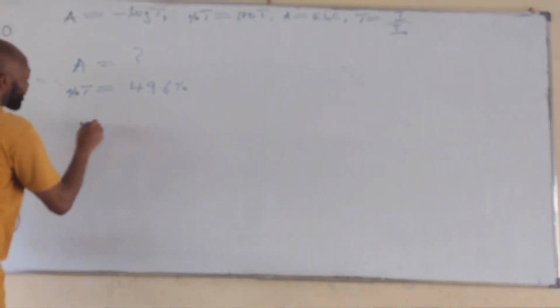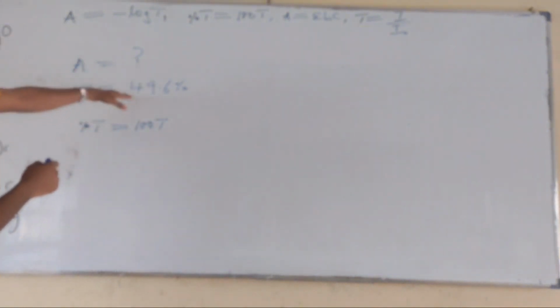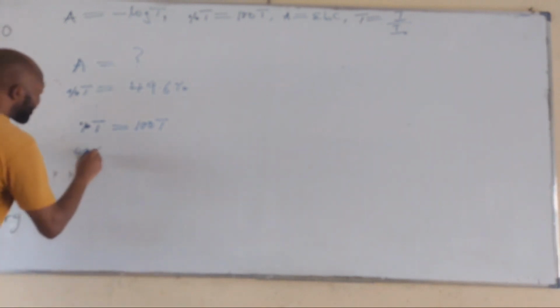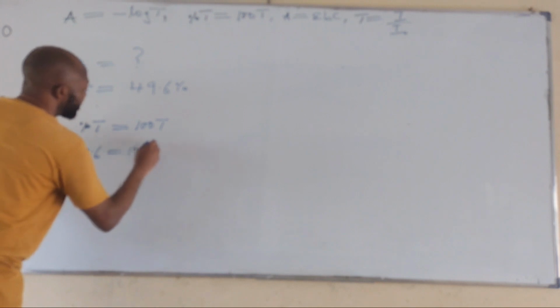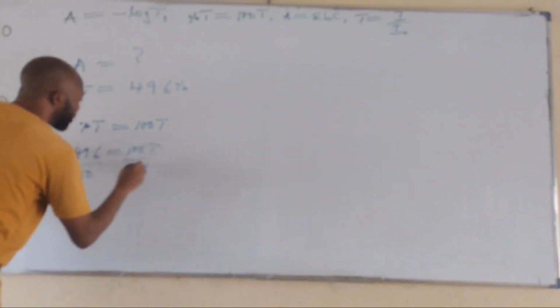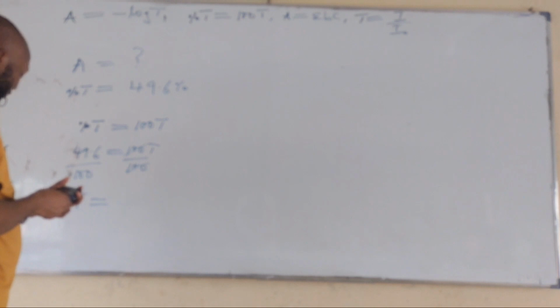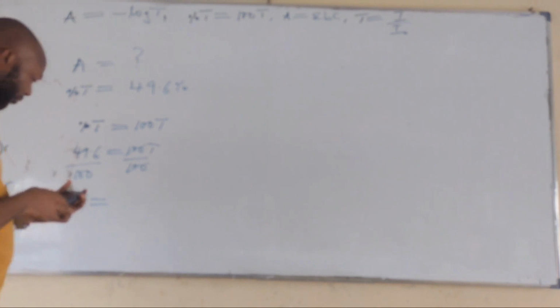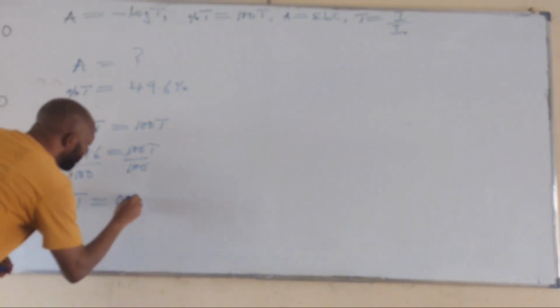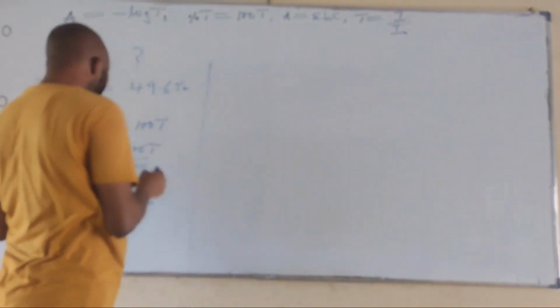So first of all, if we say that percentage transmittance is equal to 100 T, and percentage transmittance has been given to be 49.6, this is equal to 100 T. Divide both sides by 100 to get our T. So our transmittance now becomes 49.6 divided by 100, which is equal to 0.496.